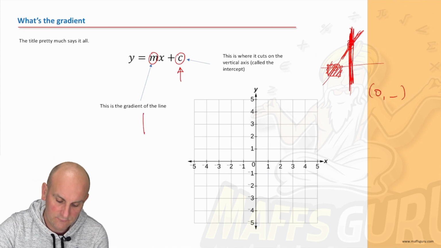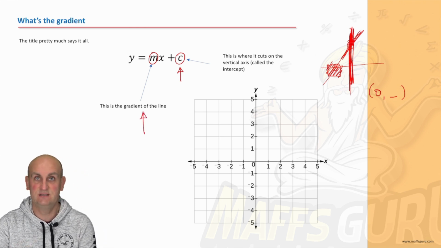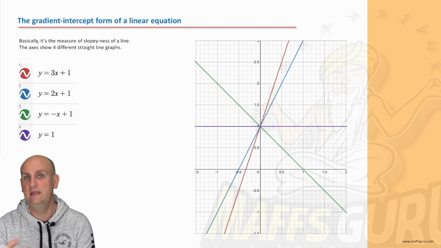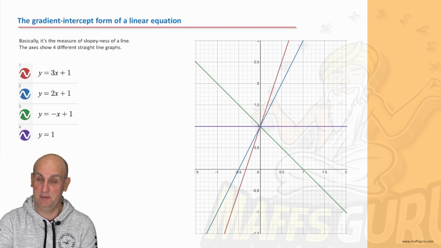The gradient of the line is what we're going to deal with this lesson, finding the gradient. And what on earth is the gradient? Well, basically, I think of it as a measure of slopiness.